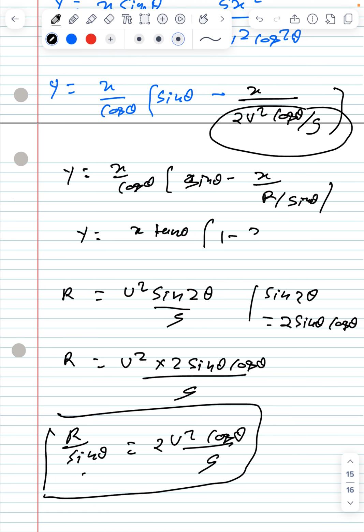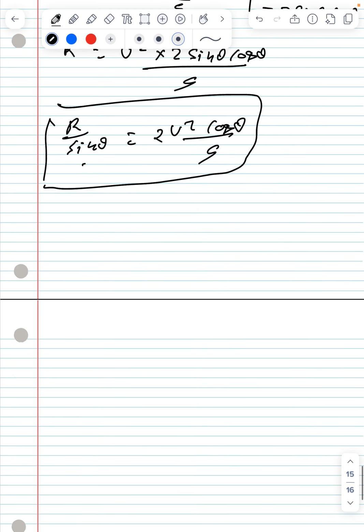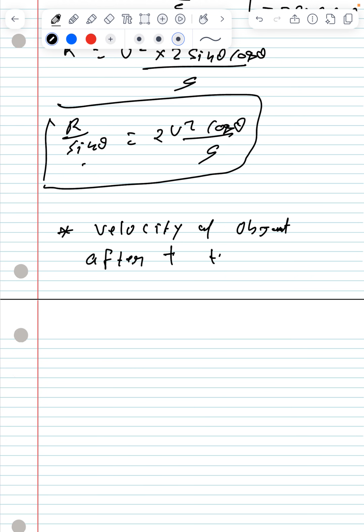Put this value here, because 2 u square cos theta by g equals R by sin theta. So y equals x divided by cos theta times sin theta minus x divided by R by sin theta, and after final calculation, y equals x tan theta times 1 minus x divided by R. This is the equation relating y, x and R, right.